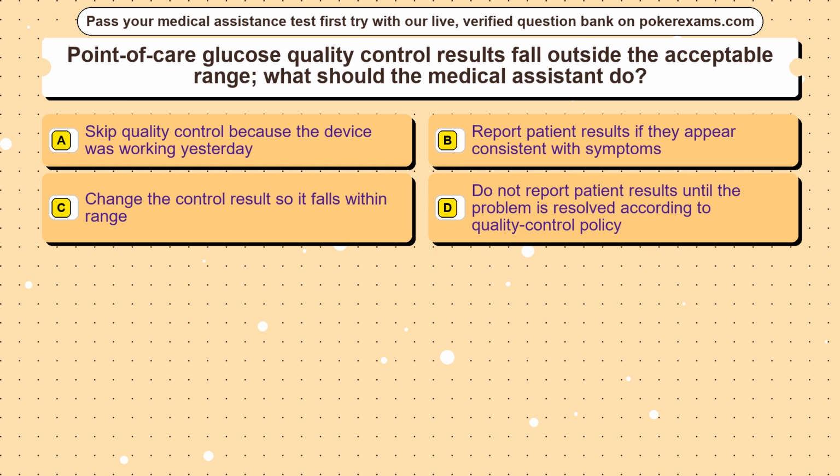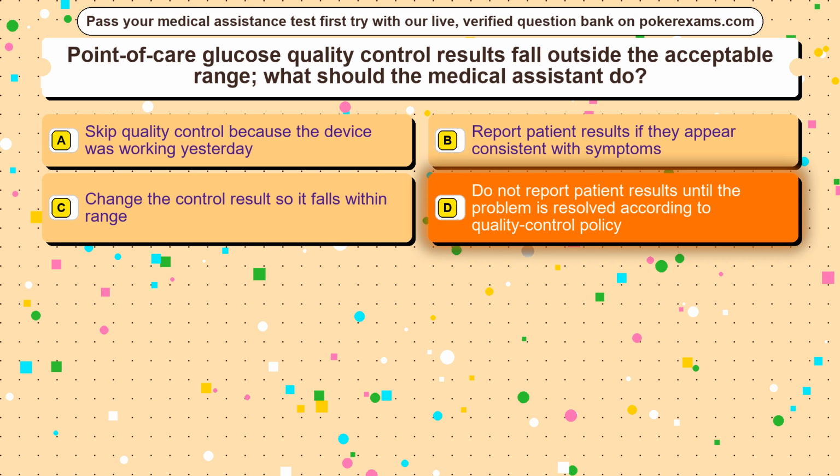Question 45. Point-of-care glucose quality control results fall outside the acceptable range. What should the medical assistant do? Option A, skip quality control because the device was working yesterday. Option B, report patient results if they appear consistent with symptoms. Option C, change the control result so it falls within range. Option D, do not report patient results until the problem is resolved according to quality control policy.